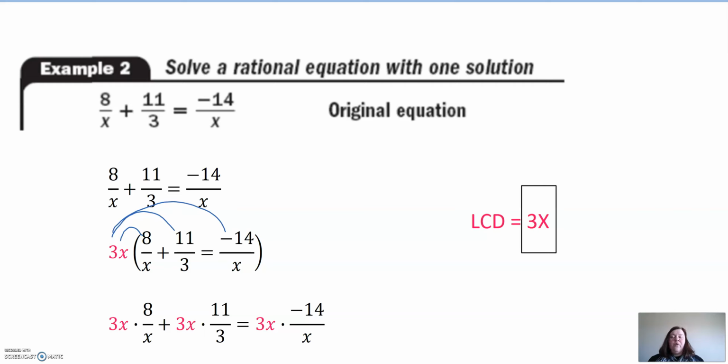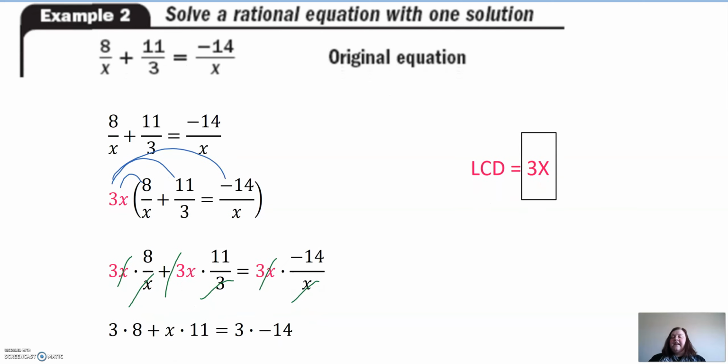Now at this point, you can simplify this. You notice on that first expression, 3x times 8 over x, the x's can factor out. So you're left with 3 times 8. On the second part there, 3x times 11 thirds, the 3's can factor out. So you're left with x times 11. And finally, on the right-hand side, the x's can factor out there. So we have 3 times negative 14.